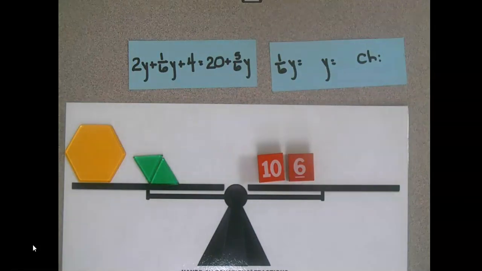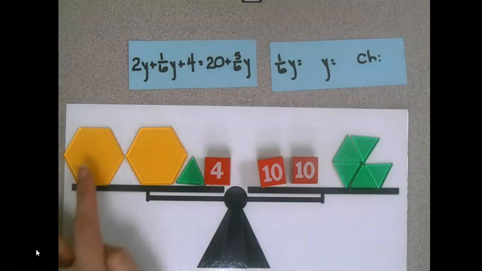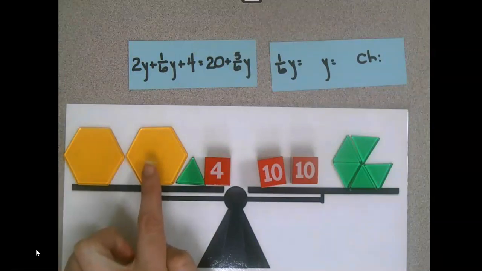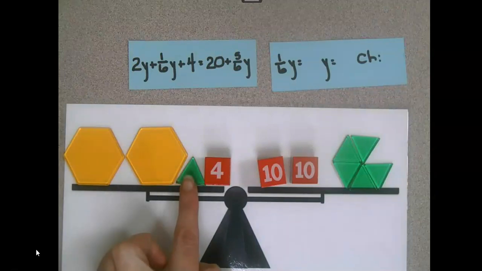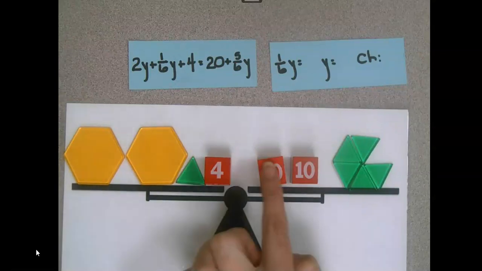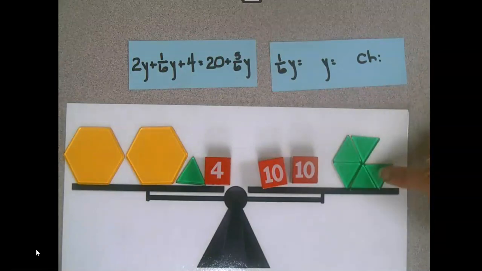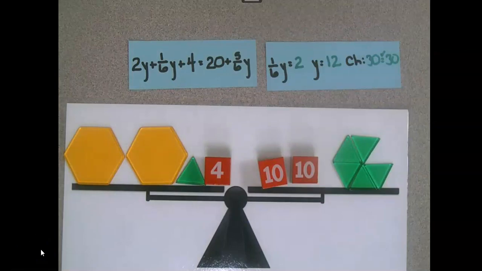So I'm going to set my problem back up in its original form so that I can do my check. So I have reset up my original setup and equation, and now I'm just going to do my check. If my yellow is worth 12, on this side I have 12, 24. My 1/6 is worth 2, so 24 plus 2 is 26, and then plus another 4 is 30. So on this side I have 30. On this side I have 10, 20, and then each of my green blocks being worth 2, I have 2, 4, 6, 8, 10. 20 plus 10 is 30. That means that my solution to this problem is 1/6 of y is 2, y equals 12, and my check is 30 equals 30.